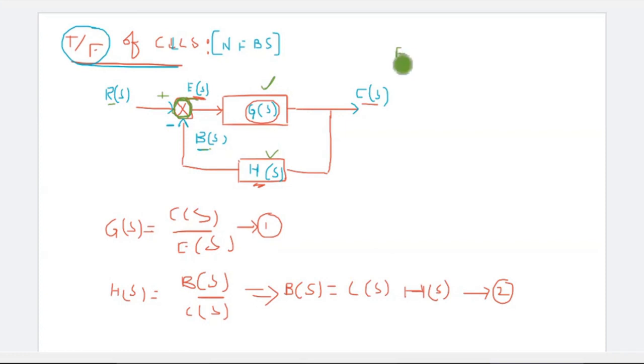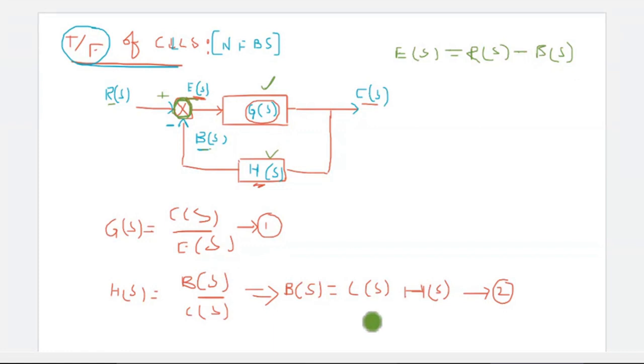Is there any confusion? No, sir. E of S is equal to R of S minus B of S. Very simple, now only two steps.